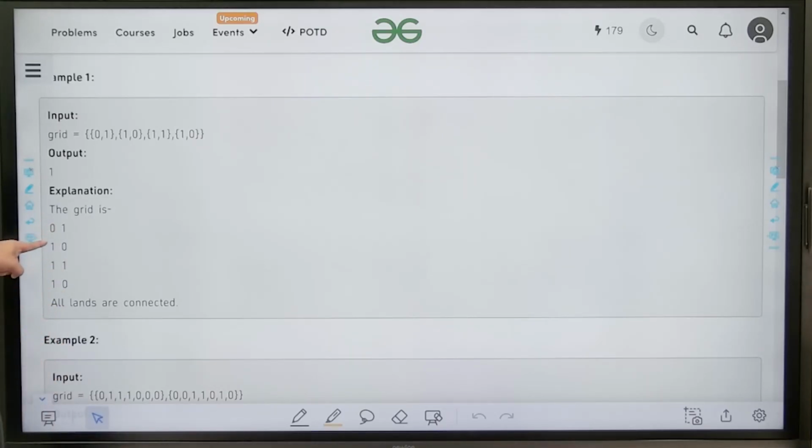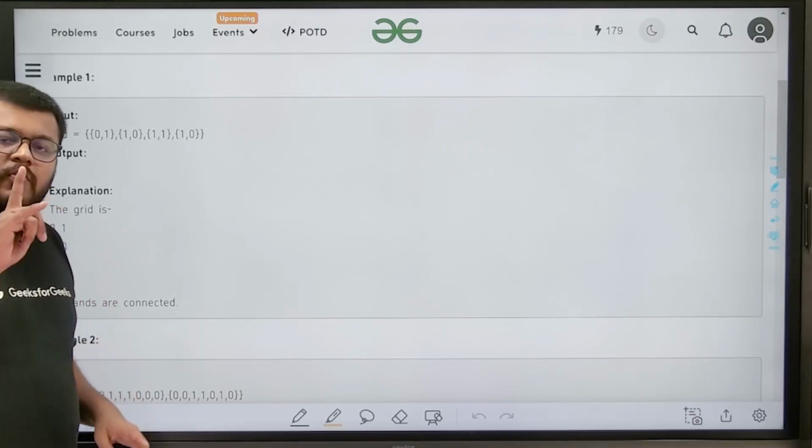Now this one and this one are connected. How? Because they are diagonally adjacent. This one and this one are connected, they are vertically adjacent. This one and this one are connected because they are horizontally adjacent, and this one is also connected because they are vertically adjacent. So basically all the ones are connected, so they form only one island.